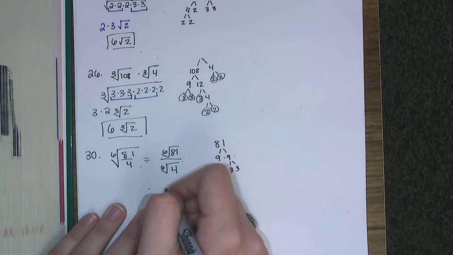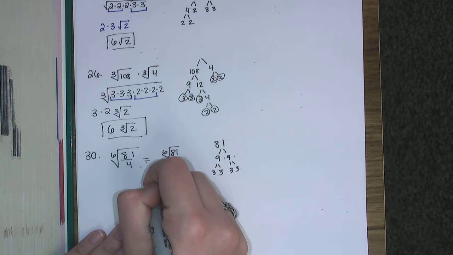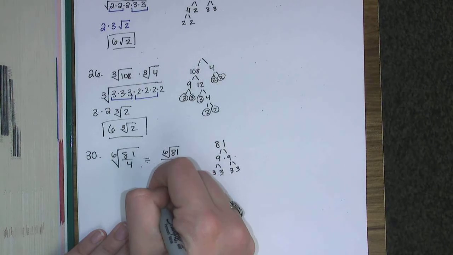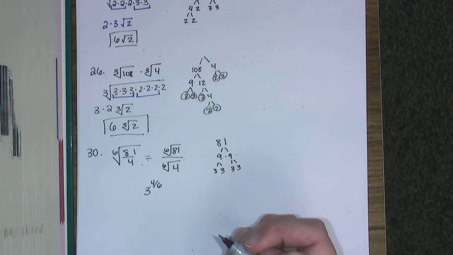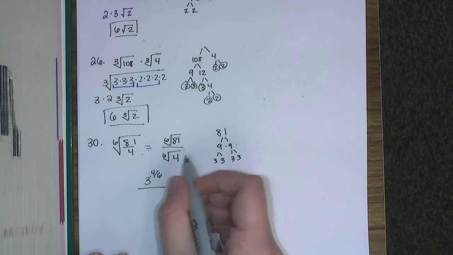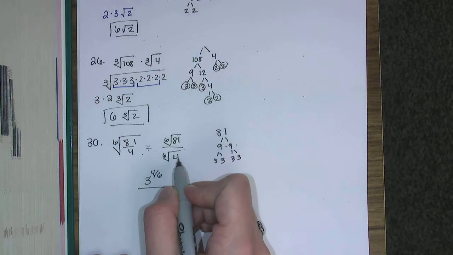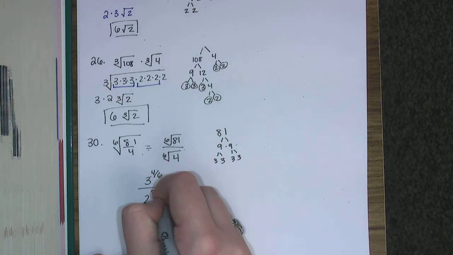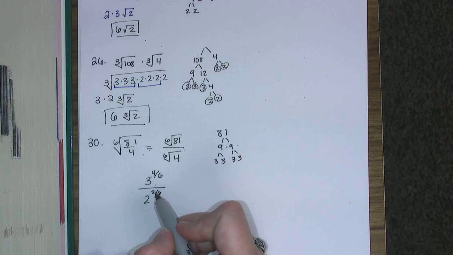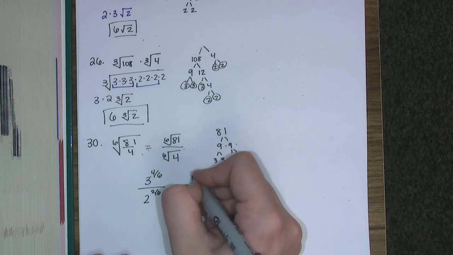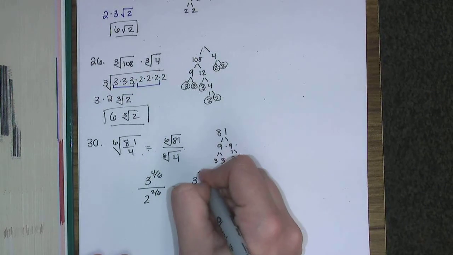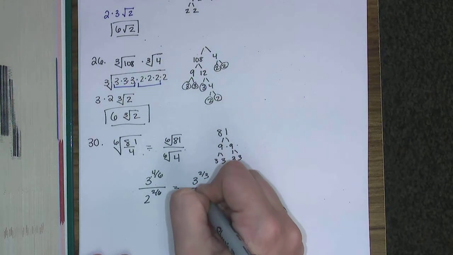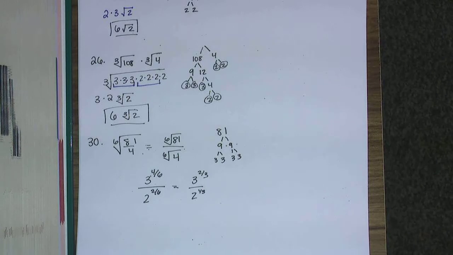Over 4, maybe I can think about that as 2 squared. So maybe I can think about that as 2 to the 2 over 6. But both of those are fractions that can be reduced. So that would be 3 to the 2/3 over 2 to the 1/3. So I have that reduced down pretty far. So I could probably just stop there if I wanted to.